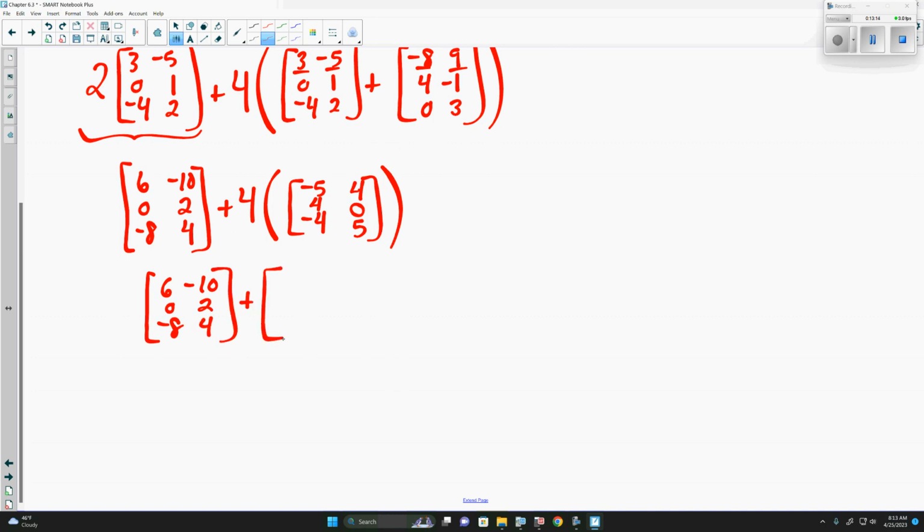Now we need to do the scalar of 4 for this one here. So we're going to multiply all of the elements in this matrix by 4. So 4 times negative 5 is negative 20. 4 times 4 is 16. 4 times 0 is 0. 4 times negative 4 is negative 16. And lastly, 4 times 5 is 20.